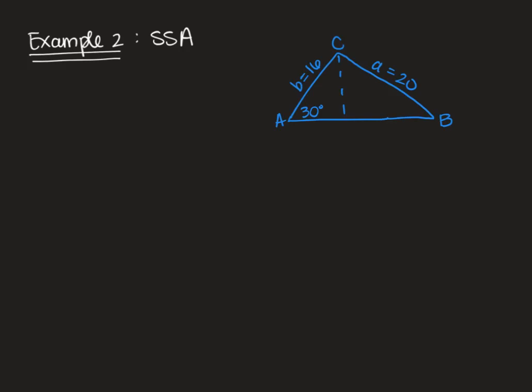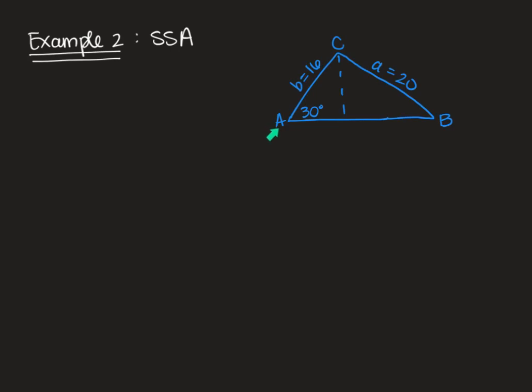So here's another scenario. Now we are given an angle of 30 degrees. The side adjacent to that angle, B, that is 16 units in length. The side opposite to that given angle, which we're calling A, that's 20 units in length. So this is a different situation because now the side opposite the given angle is actually longer than the side adjacent to the given angle.